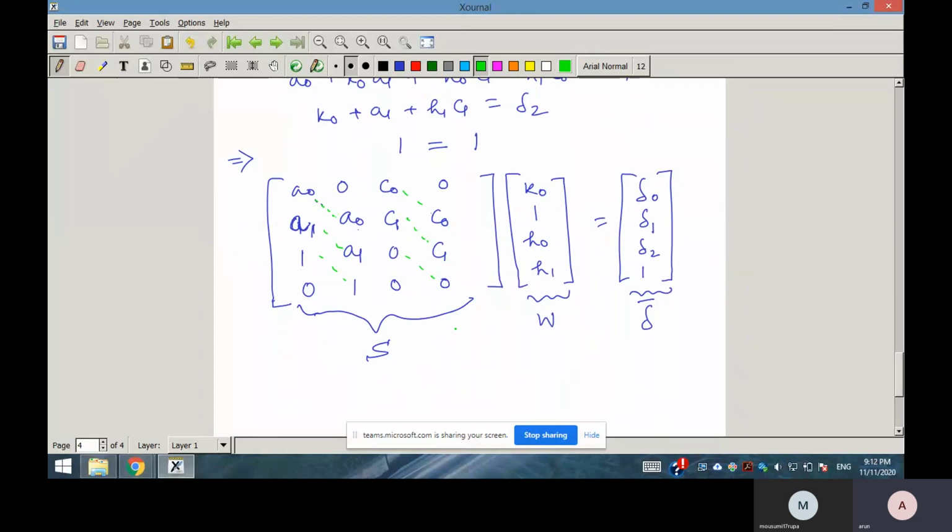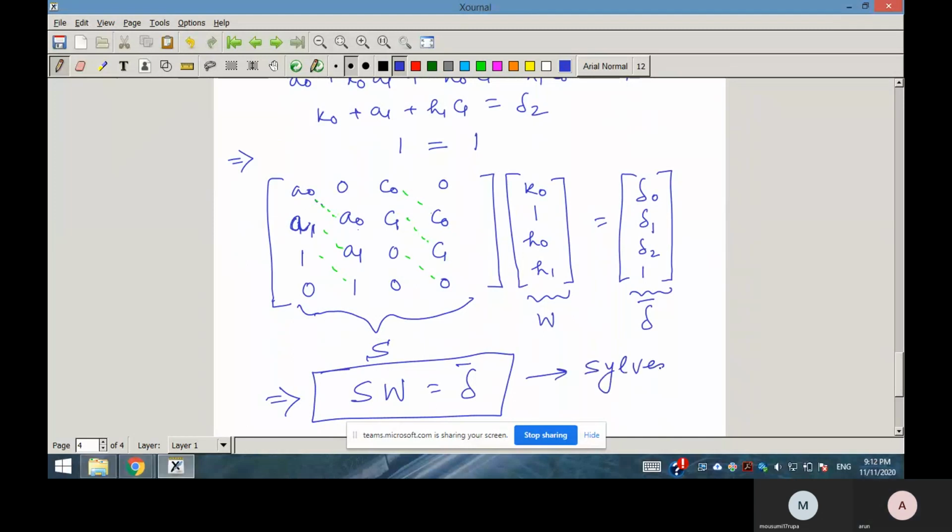So this S is known as a Sylvester matrix. This equation will imply S into W is equal to delta bar. This is known as the Sylvester matrix equation. So this S is known as the Sylvester matrix.